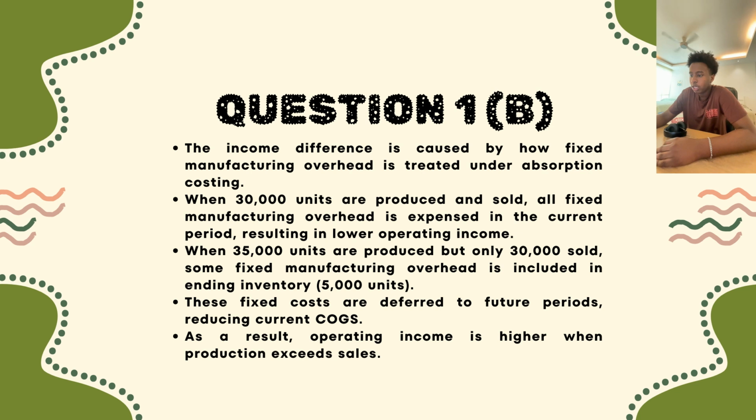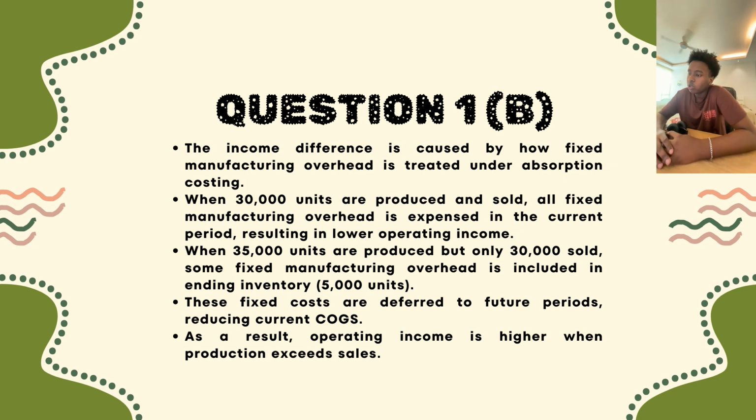Question B is asking, why is income different for two production levels where sales are both 30,000 units anyway? Here's a quick summary for that question. The income difference is caused by how fixed manufacturing overhead is treated under absorption costing. When 30,000 units are produced and sold, all fixed manufacturing overhead is expensed in the current period, resulting in lower operating income.